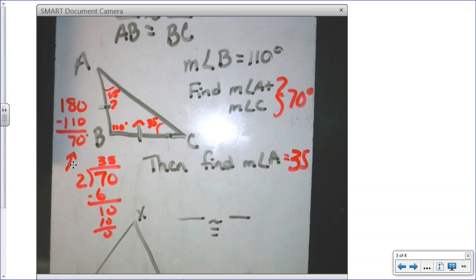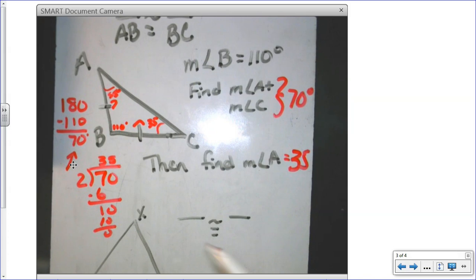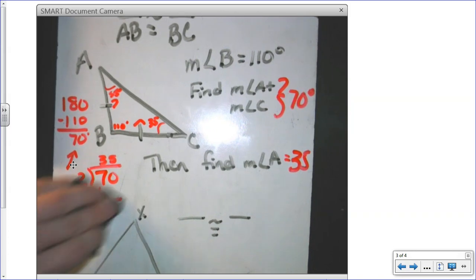Can I check that? Absolutely. I can do 110 plus 35 plus 35, and I can prove that this is a triangle that has 180 degrees in it. Okay, I'm going to get rid of some of this work over here so I have more room to do this final example with you.